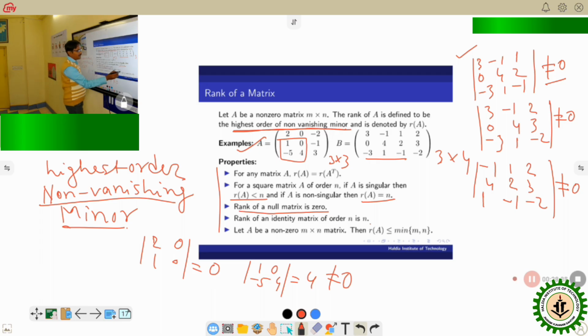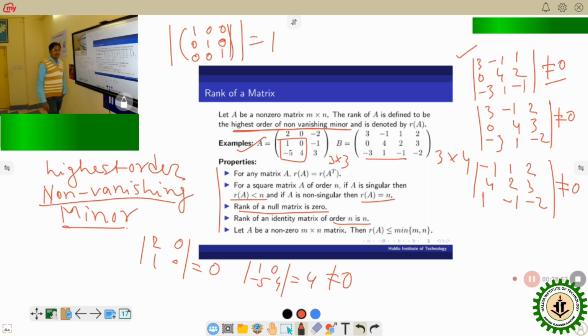The rank of an identity matrix, that means an identity matrix of order 3, suppose 1 0 0, 0 1 0, 0 0 1. The rank of this matrix is 3, because after calculating the determinant of this, it is 1, which is non-zero. So the rank of any identity matrix equals n, the order of the matrix. Let A be any non-zero m cross n matrix, then the rank of A is less than or equal to the minimum of m and n.